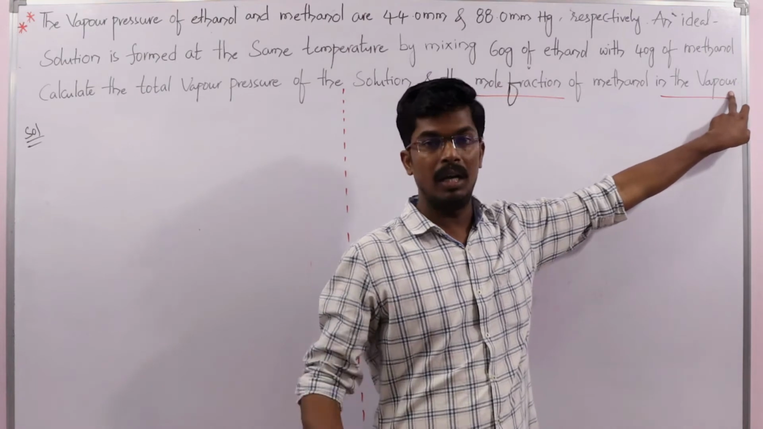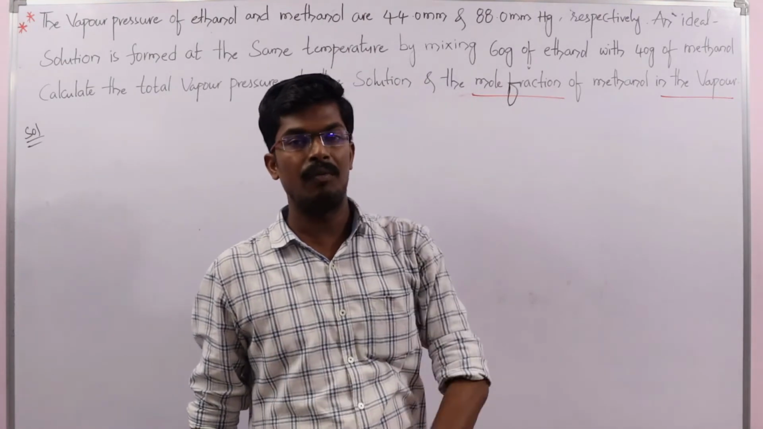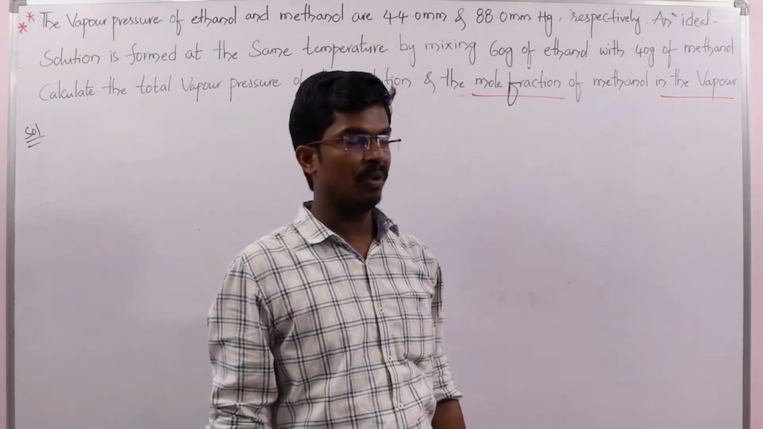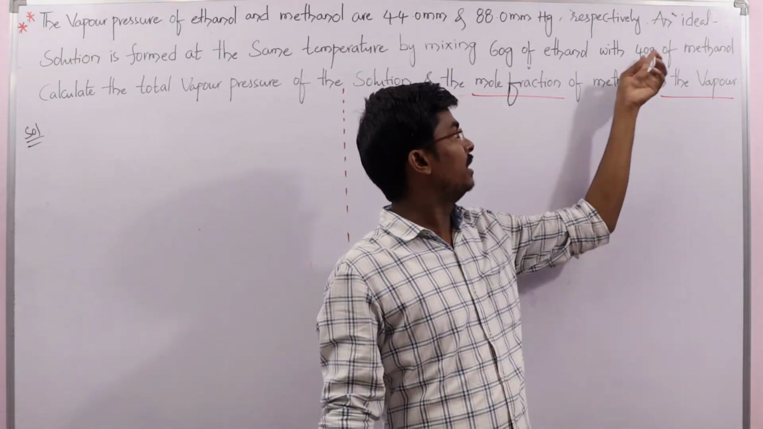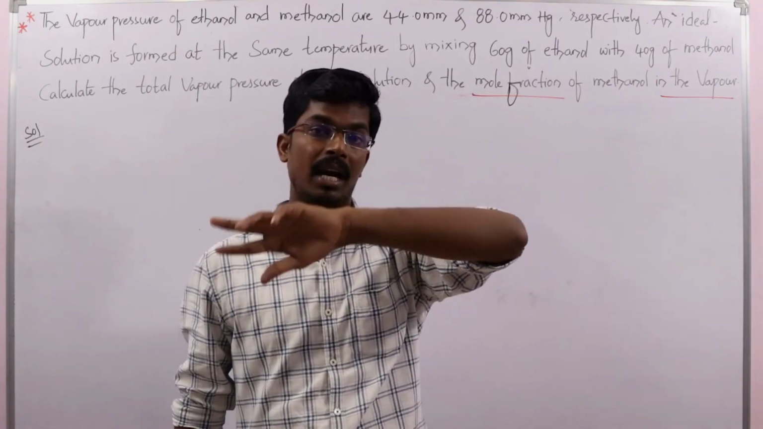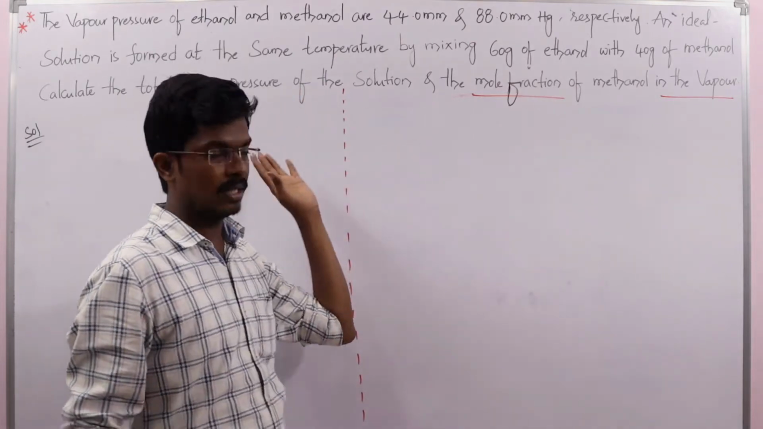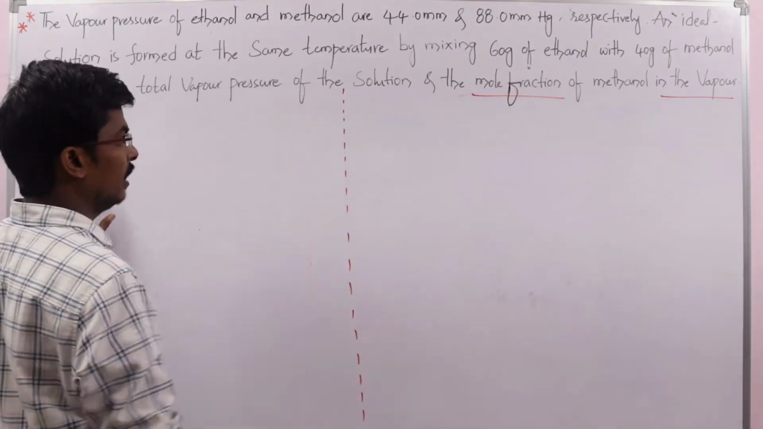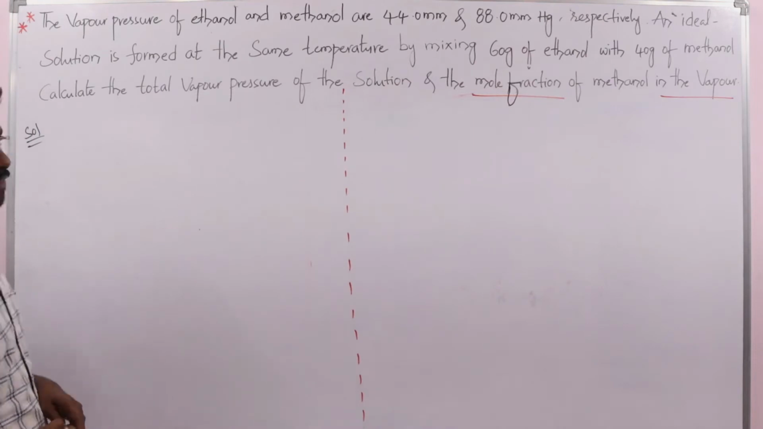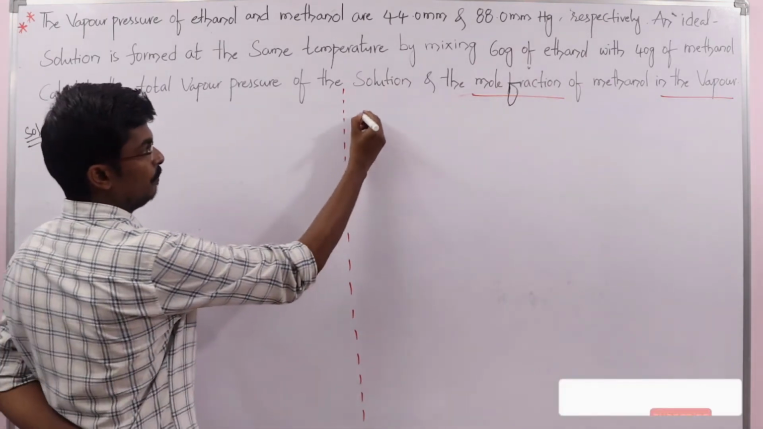If you are dealing with the liquid phase, we represent the mole fractions of A and B with XA and XB. When I am dealing with mole fraction in the vapor phase, I represent them with YA and YB. I explained that clearly in the vapor pressure concept. Once you go through that, you will get a clear idea. Okay. So first I am writing the given information.